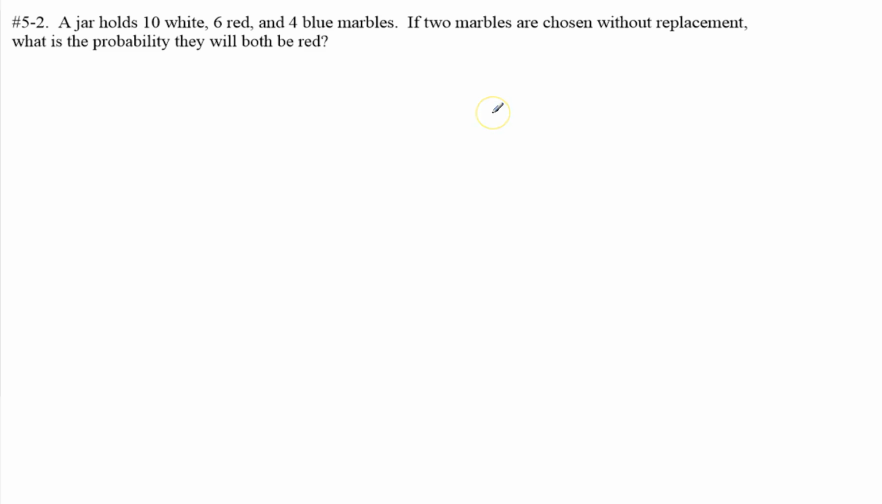The next problem is almost the same. It says the jar holds the same 10 white, 6 red, 4 blue marbles. This time we choose the marbles without replacement, meaning we'll keep whatever marble we got the first time out, and then we'll draw from the remaining marbles for the second one. And we're again finding the probability that both are red.